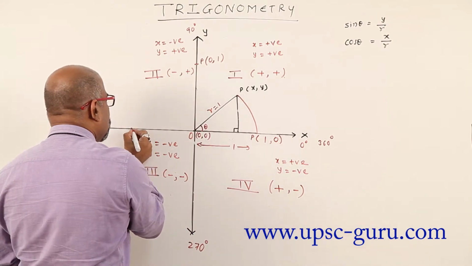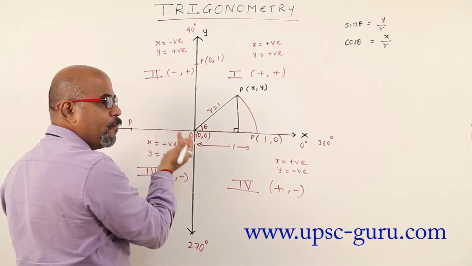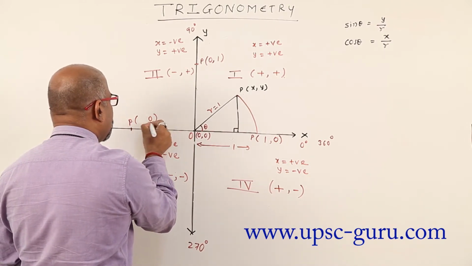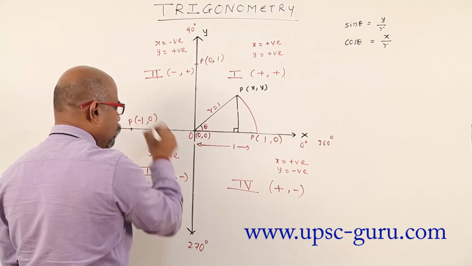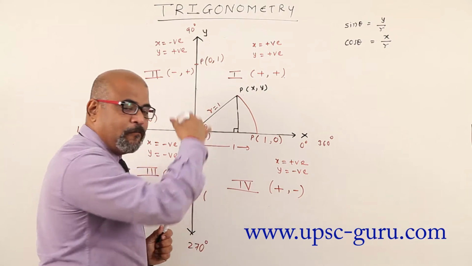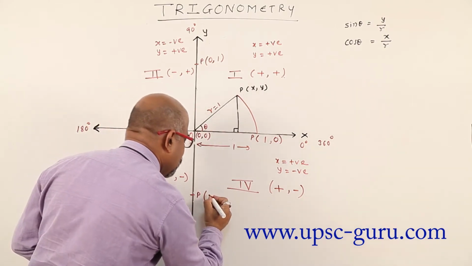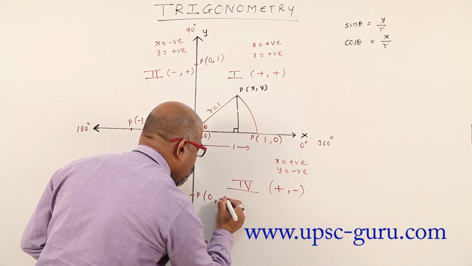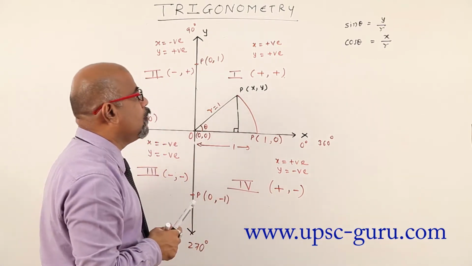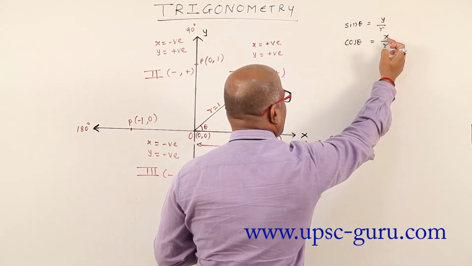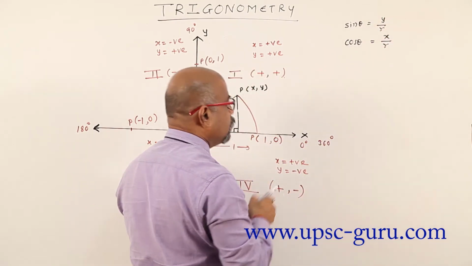When P is on the negative direction of the x-axis, the y coordinate is 0 and x equals minus 1. When P is on the negative direction of the y-axis, the x coordinate is 0 and y equals minus 1. Now we have sin theta equals y upon r, cos theta equals x upon r. Let us check the values.